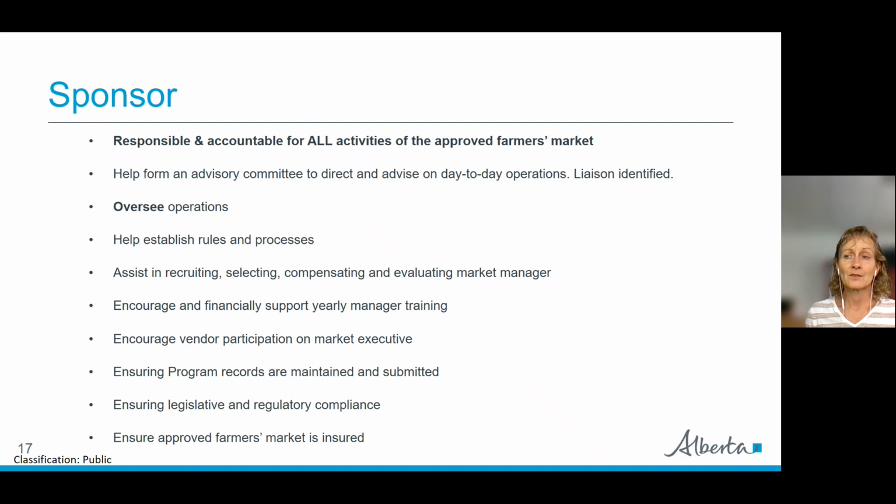They are also there to ensure that there is legislative and regulatory compliance. One of your main roles as the market manager is to ensure that there is regulatory compliance. Well, the sponsor is there to support you as you are doing that. And if they come across any problems in that respect, they are there to ensure that you know what's going on and that these things need to be rectified. And they're there to make sure the market is insured. In a lot of cases, the sponsoring organization actually insures the market that's under them, but not all the time. But at the end of the day, they're responsible for making sure that that market does have insurance.